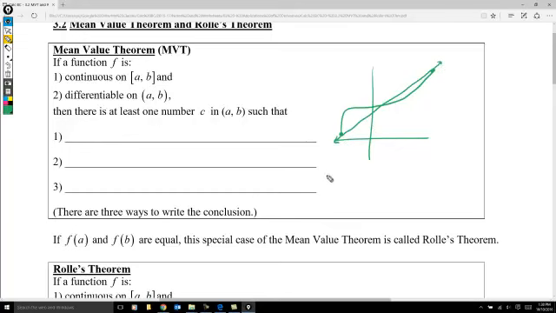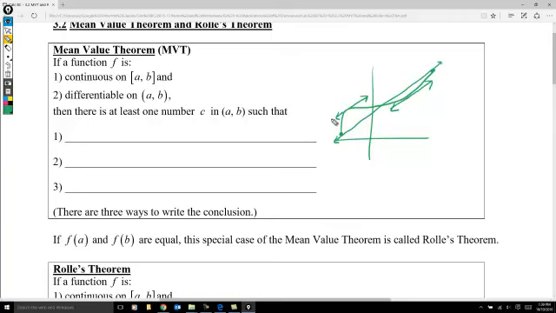Mean value theorem guarantees that there's at least one value where the tangent has the same slope. So it looks like maybe about here I would have the same slope. And actually it looks like over here I would also have the same slope. But MVT guarantees that it'll happen at least once, for any closed interval where I'm continuous.